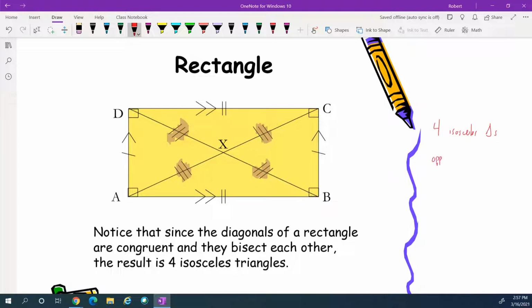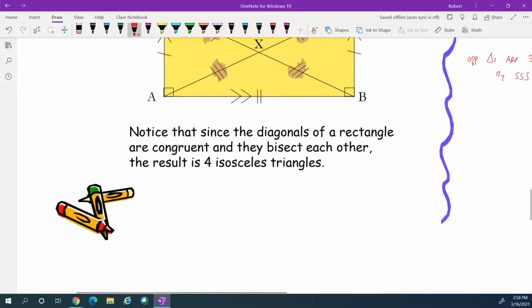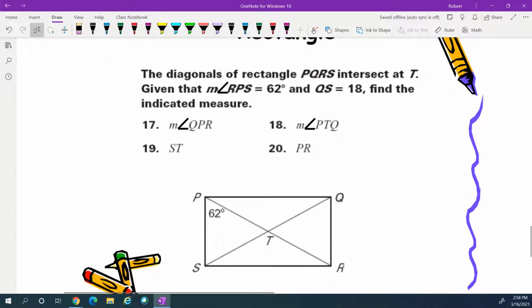And the opposite triangles are congruent by SSS. So in a parallelogram, we had 4 scalene triangles. The opposites were congruent. In a rectangle, we have 4 isosceles triangles. The opposite triangles are congruent. An important observation. It can really help us if we remember all of our properties about congruent triangles. Okay. So having all the properties in one place.